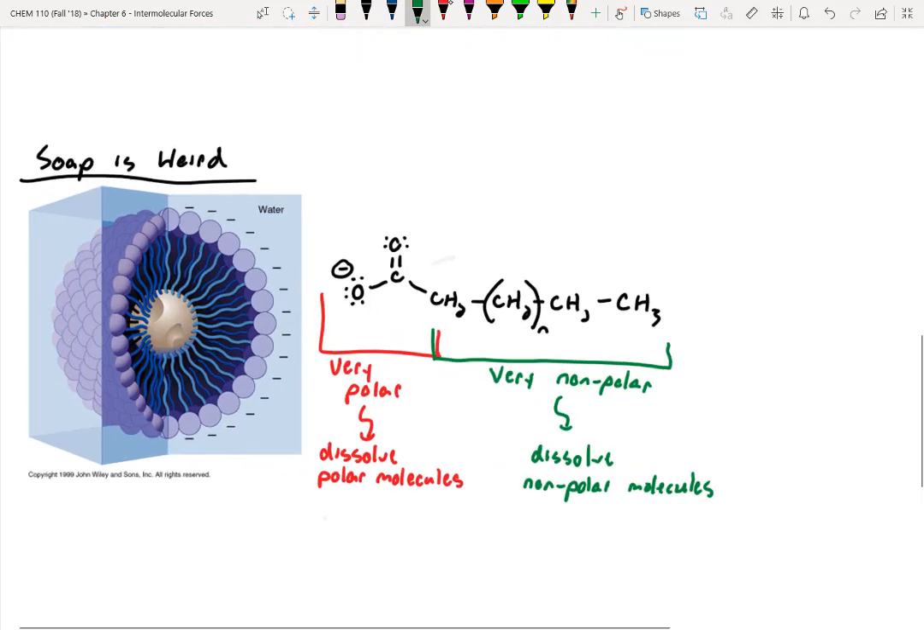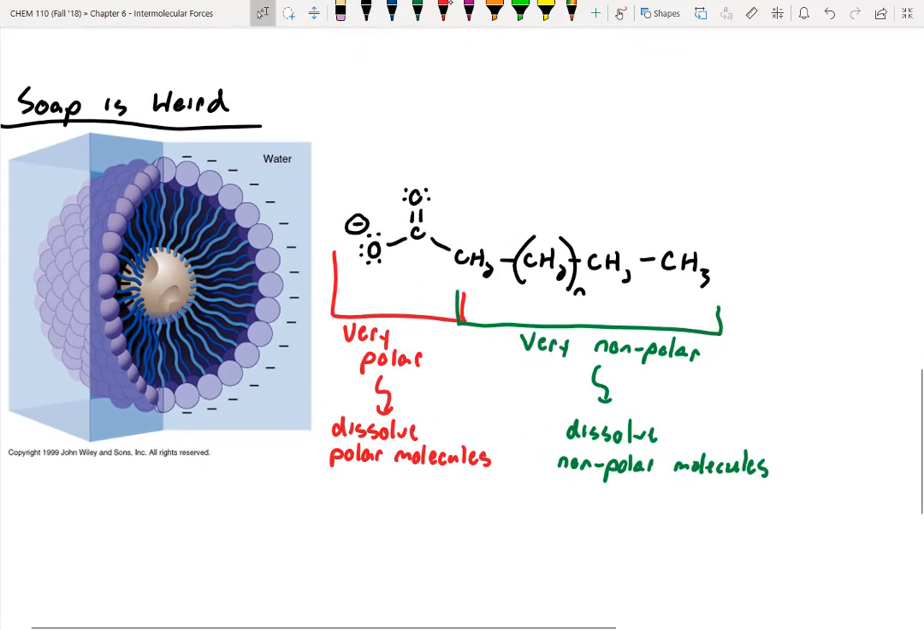So basically, there's this duality to soap. You've got one end that really likes to be near polar things, one end that likes to be near nonpolar things. And what ends up happening is this forces soap into a sphere shape, right? So what we basically have on the outside is all of these polar heads. So that red unit is going to be sticking out near water. And why do you think it's attracted to water?